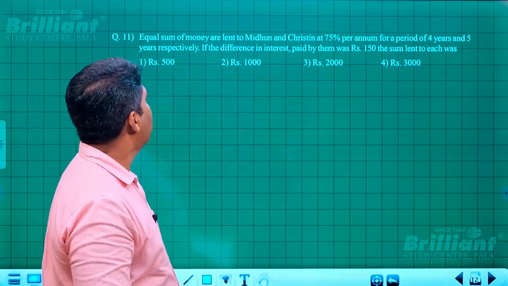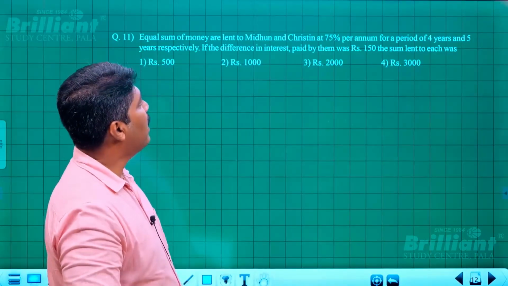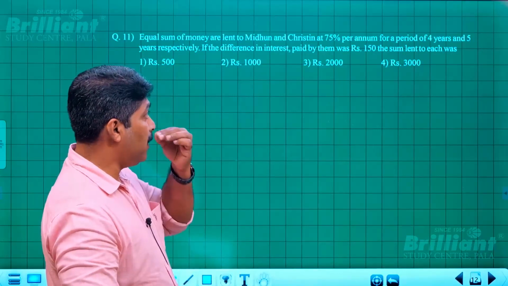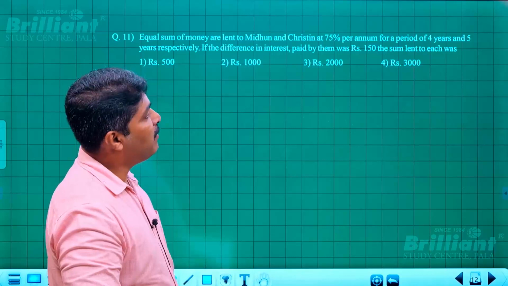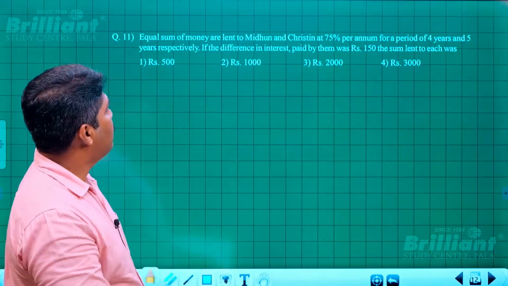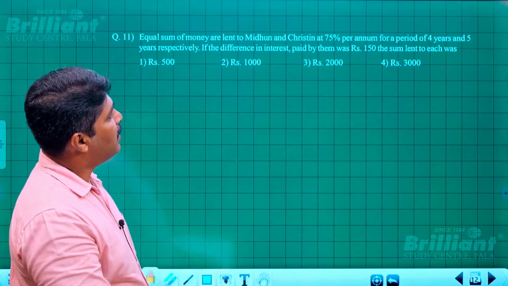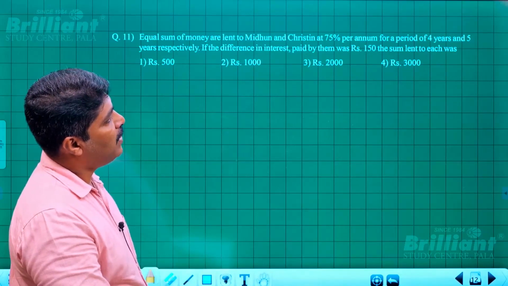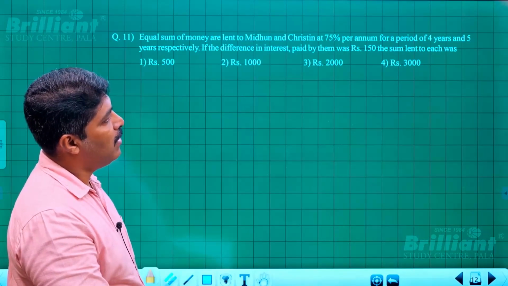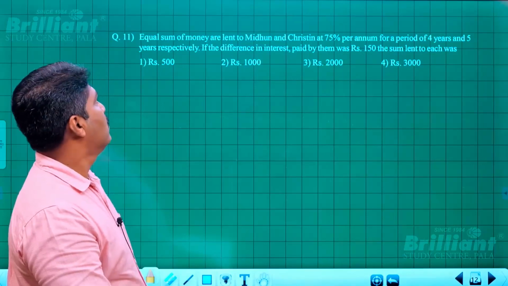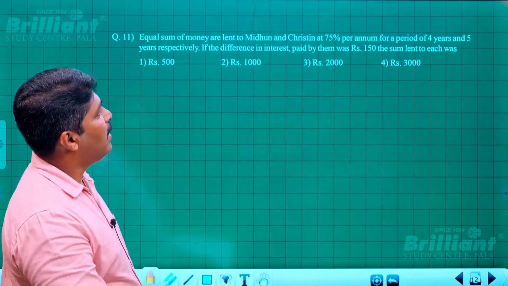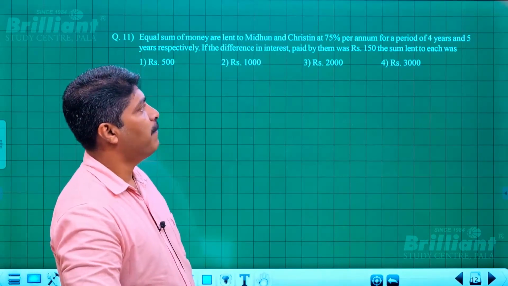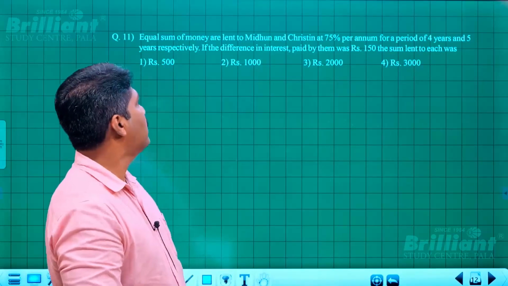Then the next question. Equal sums of money are lent to Mithun and Christian at 75% per annum for a period of 4 years and 5 years respectively. If the difference in interest paid by them was 150 rupees, the sum lent to each was? So equal sums of money are lent to Mithun and Christian at 75% per annum for a period of 4 years and 5 years respectively.